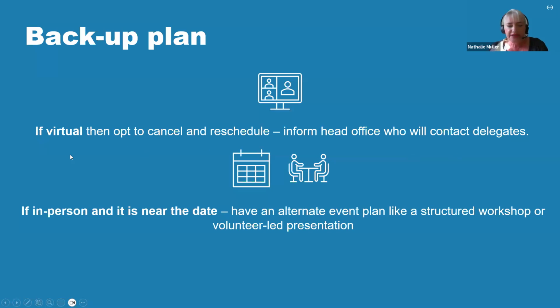If it's an in-person event and it is near the date, then you may wish to have an alternate plan, a plan B. This could be a presentation from a volunteer within the committee that somebody feels they can present, or it could be a very structured workshop type thing, where you have a discussion group and plant questions around OSH related topics across the tables and then have a way to share that. But make sure that it's very structured, or it's difficult to manage if it's not all pre-agreed and structured ahead of time.